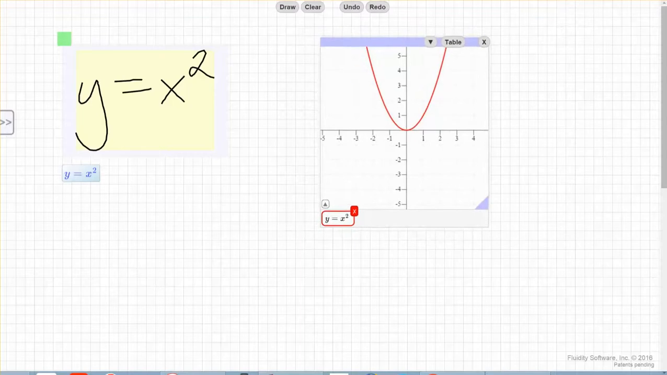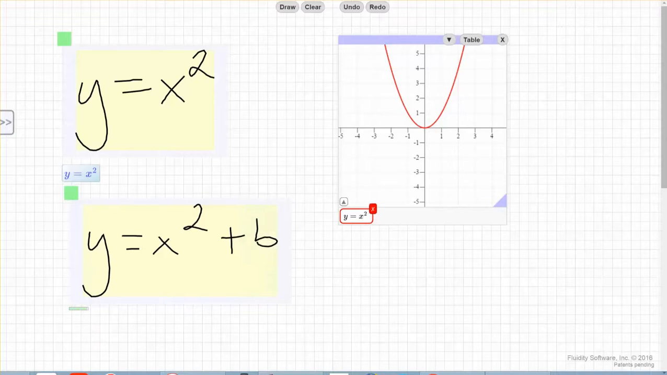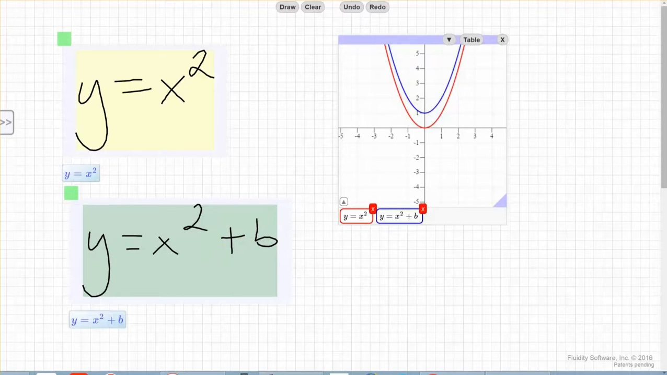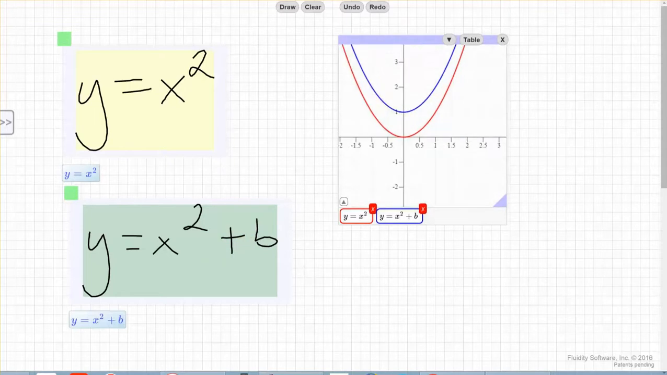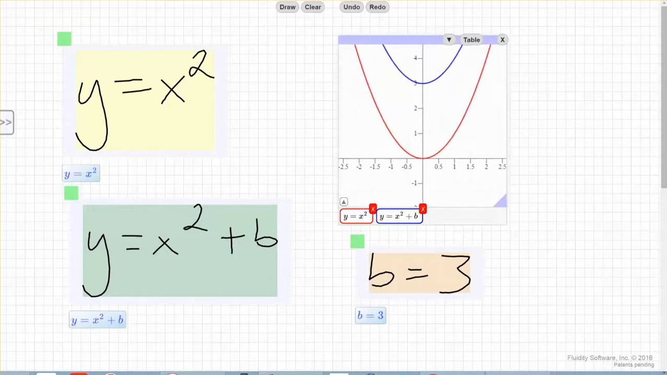Okay. So now let's say I say y equals x squared plus b, and I want to set up just a before and after type other graph as well. And if I write b equals 3, I think I showed this earlier without talking about it. Any math that's on the page will be joined as you'd expect. So when I say b equals 3, it plugs it into the lower equation, and then the graph updates as well.